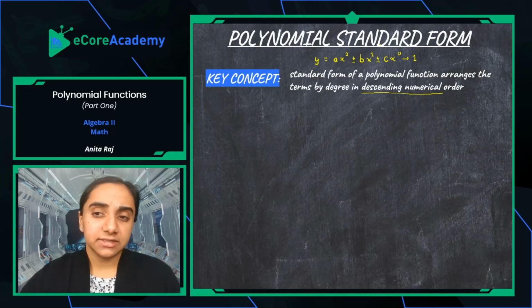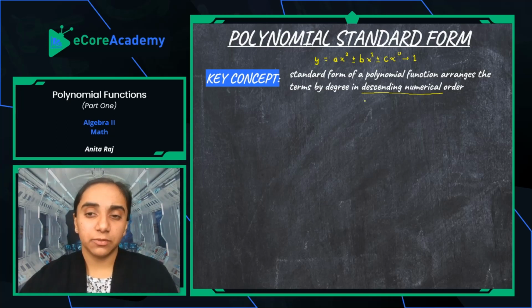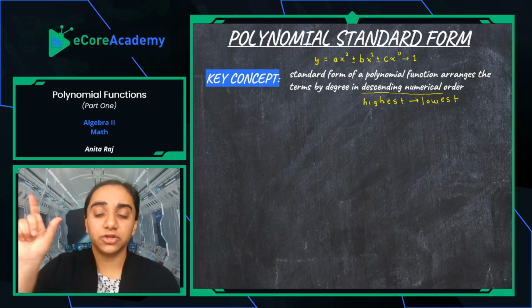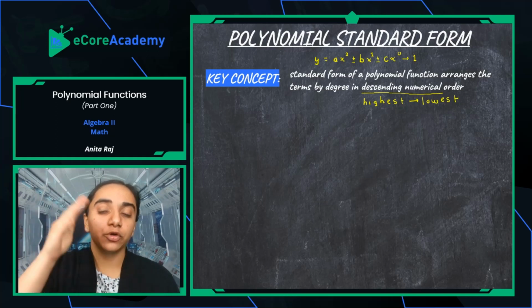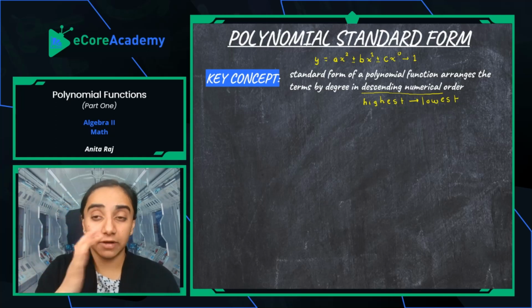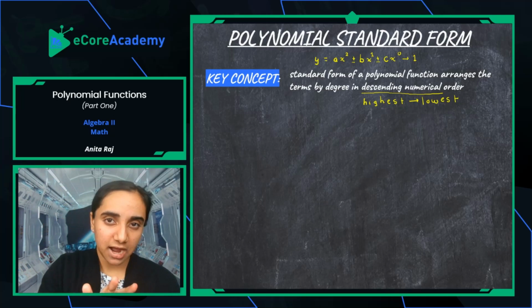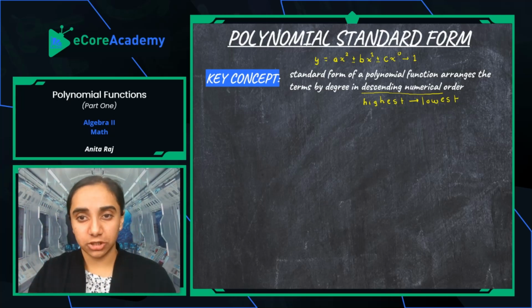If we look at descending numerical order, that means that we're going to have the term with the highest degree, in this case it's ax squared, to the term with the lowest degree. That's what descending numerical order is. If we said ascending numerical order, we're going to be starting with the term with the lowest degree and then going to the term with the highest degree. However, the right way to organize and arrange a polynomial is start with the highest degree and then work towards the lowest degree.